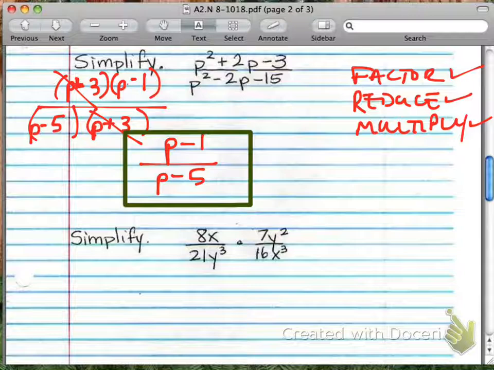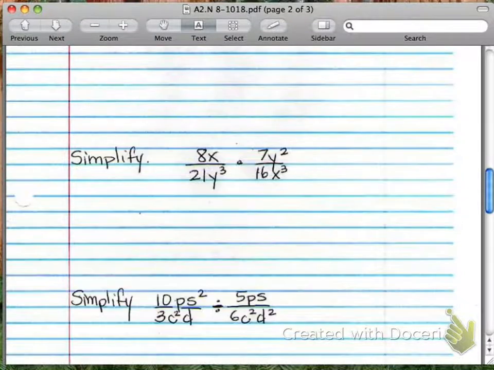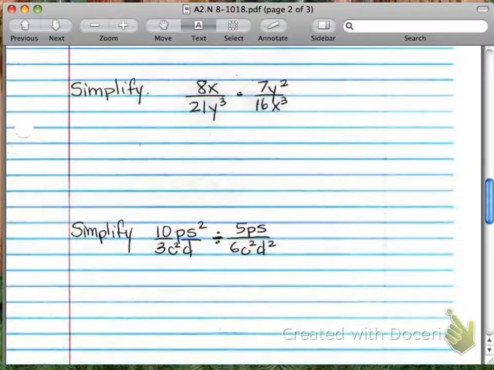Let's move down to our next example. Okay. What's happening here? You're multiplying. You can do this a couple different ways. Not necessarily cross multiply, but cross what? Because what are we trying to do? Let's go back through this again. What are our three things? Factor, reduce, and multiply, right?